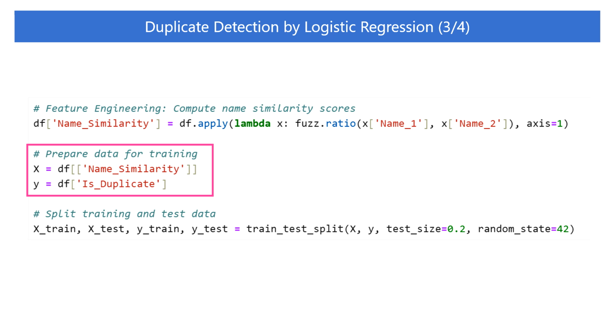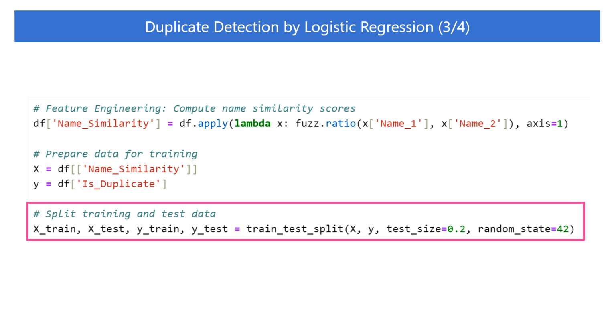Next, let's prepare data for training. X is the feature data that contains only the similarity score, which will be used to train the model. Y is the target variable, which represents whether the names are duplicates or not.